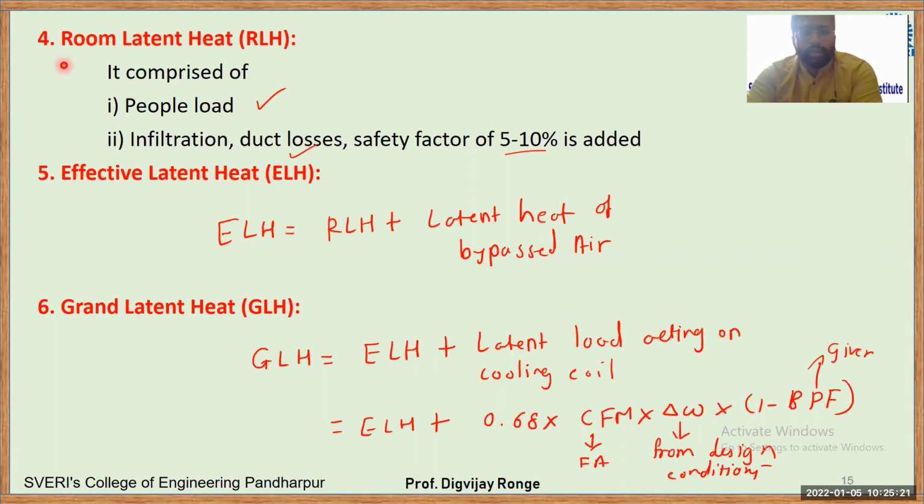Next, similarly we have RLH, we have ELH, and we have GLH. The formulas are different here. It is ELH plus 0.68 times CFM times delta W, where W is specific humidity, times (1 minus bypass factor). Okay.